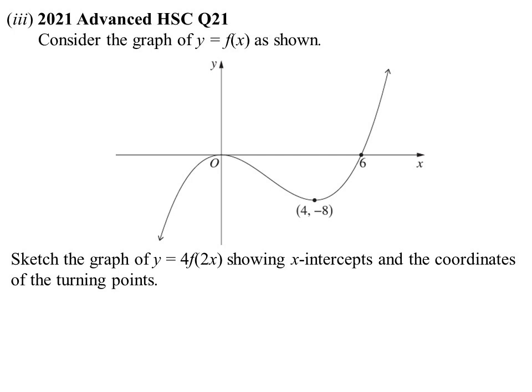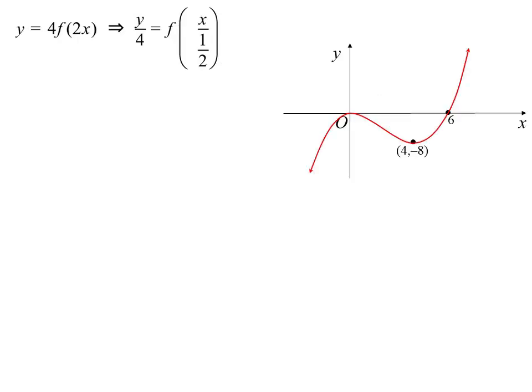They gave us this particular graph, and we had to sketch the graph of 4 times function 2x. And they wanted to know where the x-intercepts went and how that turning point got changed, and so on. Y equals 4 times function 2x. There's our curve. Now, that becomes y on 4 is equal to function x on a half.